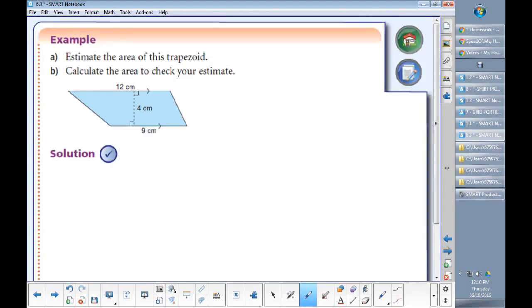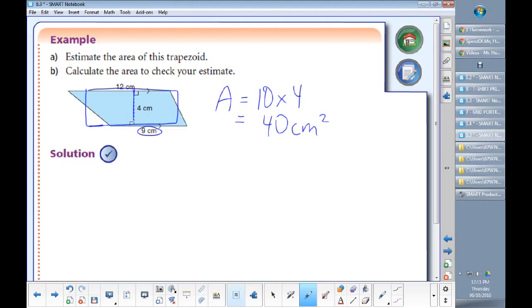Estimate the area of this trapezoid and then calculate the area to check your estimate. Well, for an estimate, I'm going to say this is kind of like a rectangle that's about this big, and this is 9 over here, so maybe this looks a little bit longer. So maybe this is like a rectangle with a base of 10, and I know my height is 4, so I'm going to say 10 times 4. I'm going to estimate that it's approximately 40 centimeters squared. And again, that's just an estimate. I'm just taking a guess. My guess is based on the fact that this amount of area here looks approximately the same as the blue. Let's see if that's correct.